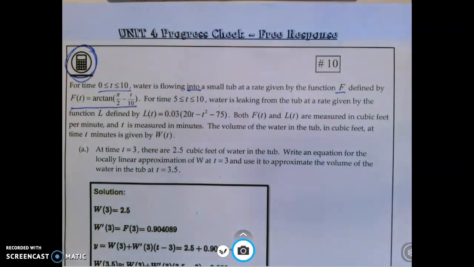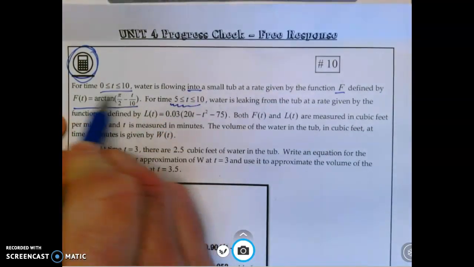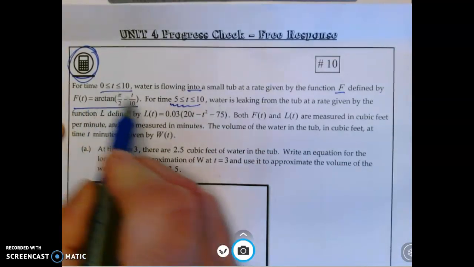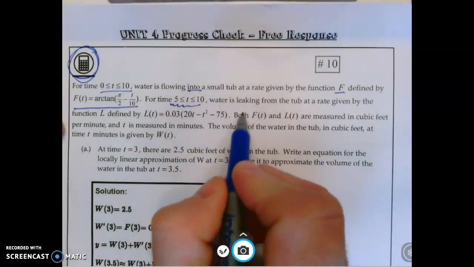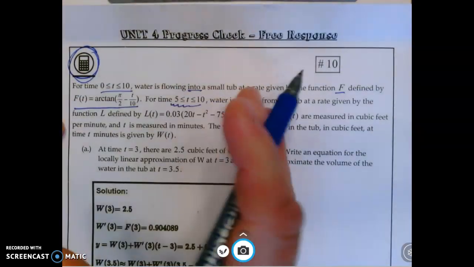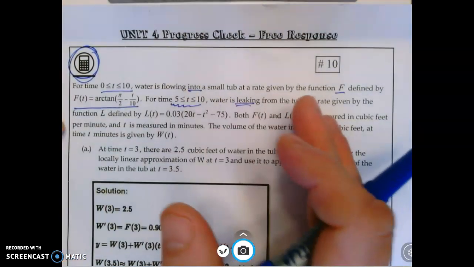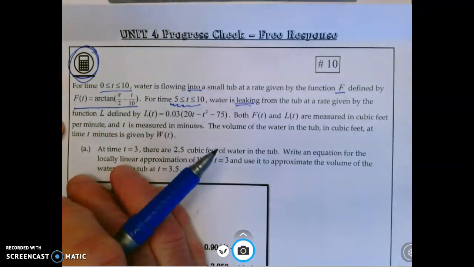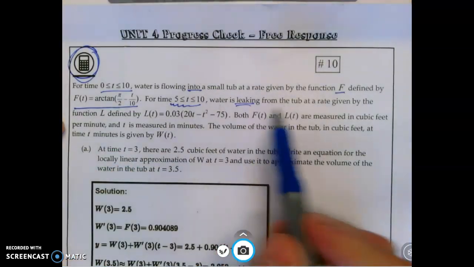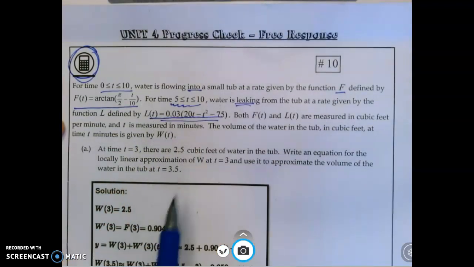Secondarily, it says from 5 to 10. So notice this function, that the flow into the tub is from 0 to 10. Leaking from the tub, leaving the tub, is from 5 to 10. So the tub from 0 to 5 is just being filled, and then at 5 minutes, it starts to leak. Okay, and then again, this is the rate. So again, I'm putting this equation into my y equals.